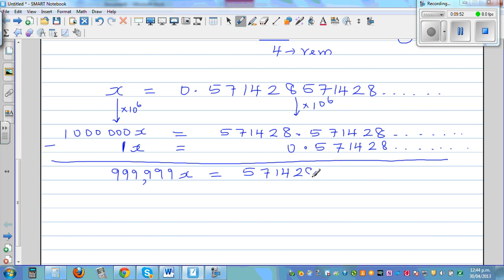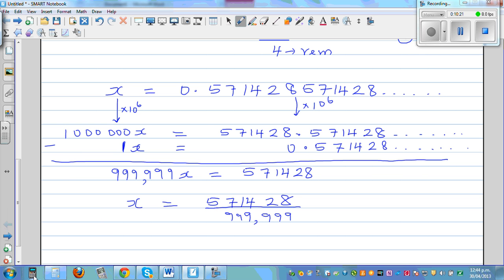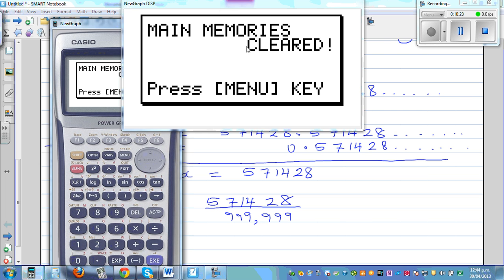Okay, that is equal to 571428. This minus this, the decimal will disappear. So dividing both by this, x will be 571428 divided by 999,999. Okay, so this is 1 less than 1 million. Okay, so let me show this. Let me use a graphic calculator. So let me show you.